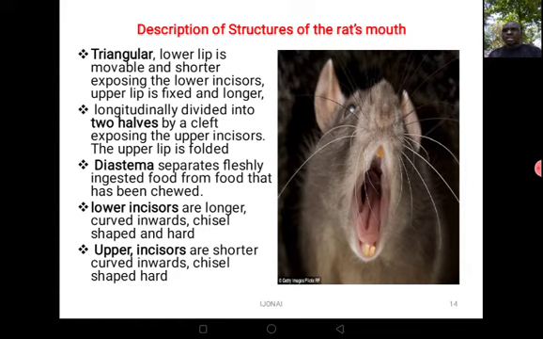Then we have a part called the diastema, that gap where there is no teeth, which separates the freshly ingested food from food that has been chewed.